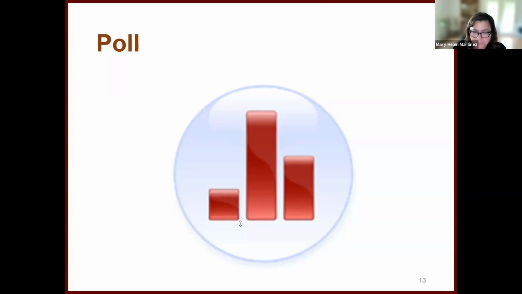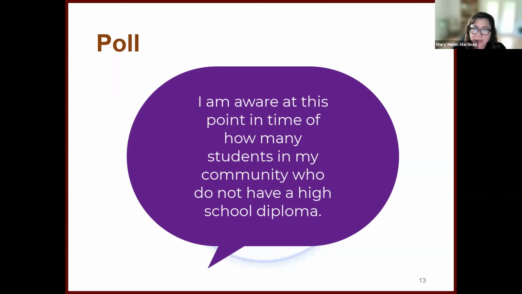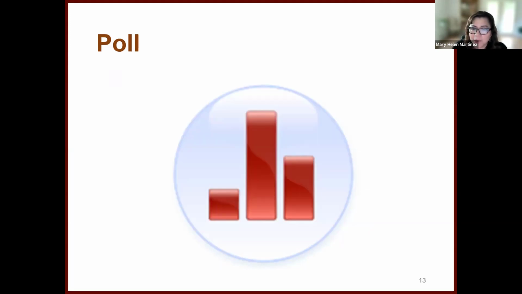One more poll, and again, it's a yes or no question. I am aware at this point in time of how many students in my community do not have a high school diploma, particularly students that are older. The census counts those that are 25 and older without a high school diploma. So do you know your population right now in your community of how many students do not have a high school diploma? About 24% of us know how many students in our community do not have a high school diploma, and about 76% do not know.